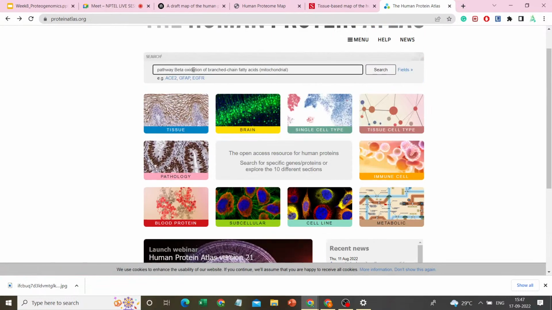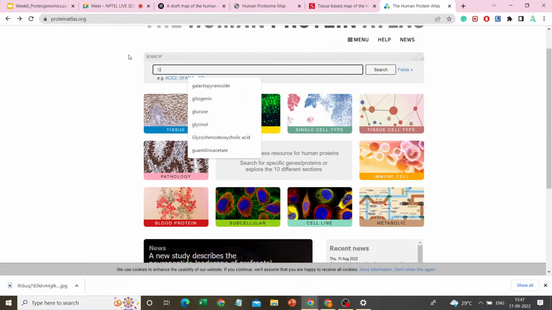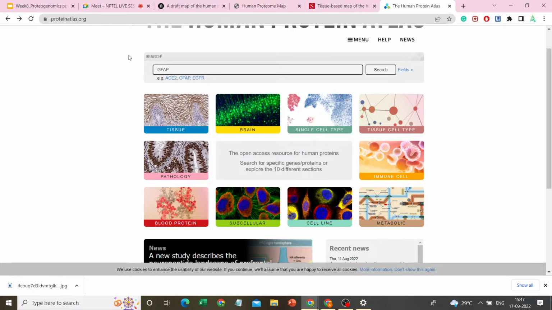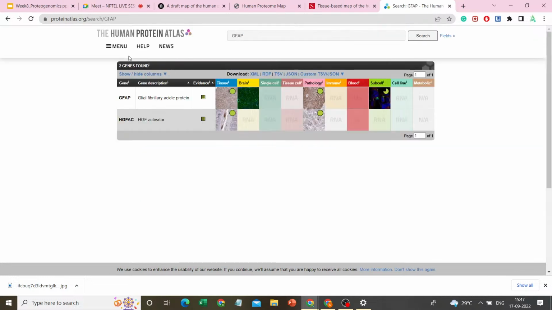Now let us search for GFAP only. See GFAP: here we can see that it has tissue enhanced, pathology enhanced, single cell type, brain supported, subcellular, and cell line. In cell line, the highest expression is U87 MG, and metabolomic data is not available. Whichever is not available, it shows as not available, and the rest you can see of what has been reported.